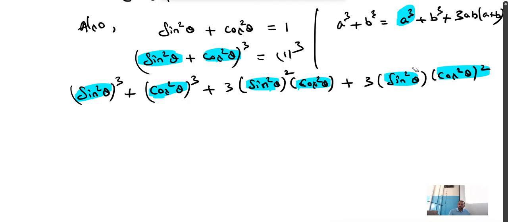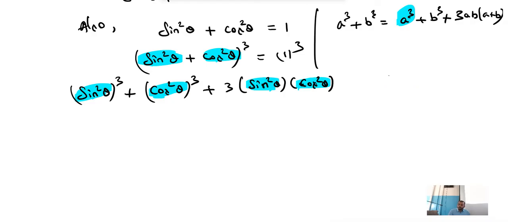A cube sin square theta whole cube plus B cube cos square theta whole cube plus 3AB. 3 into A means sin square theta, B means cos square theta, 3AB into A plus B. Here only we do A sin square theta. Just a minute. 3A into B into A plus B. Shall we do like this?